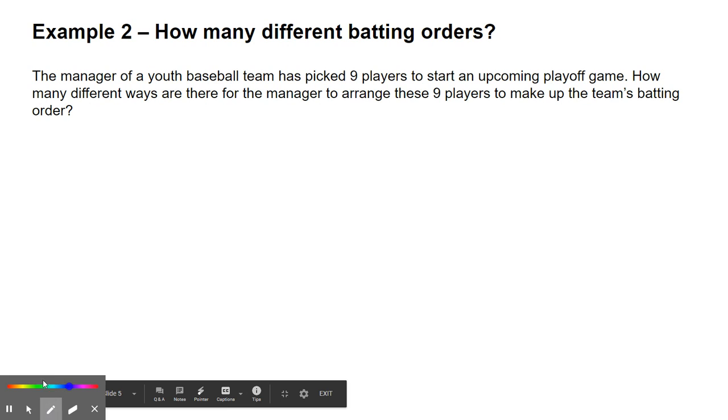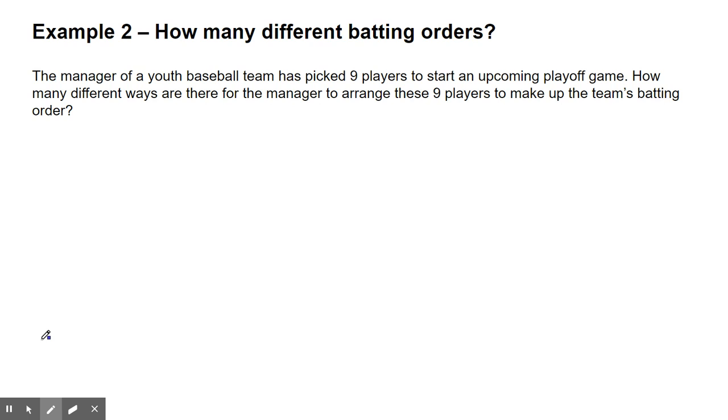Okay, example here. So it says the manager of a youth baseball team has picked 9 players to start an upcoming playoff game. How many different ways are there for the manager to arrange these 9 players to make up the team's batting order? So if you know baseball, you know that a batting lineup, a batting order, has 9 positions. So there's leadoff, second, third, fourth is the cleanup spot, fifth, sixth, seventh, eighth, and then ninth, right?